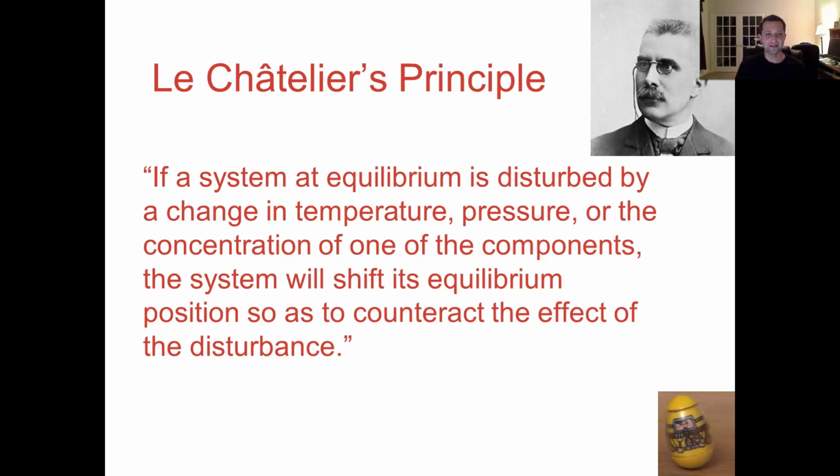The formal definition says if a system at equilibrium is disturbed by a change in temperature, pressure, or concentration, the system will shift its equilibrium so as to counteract the effect of the disturbance. In simple terms, if you change something about your equilibrium system, temperature, pressure, or concentration, the equilibrium system will find a way to undo that stress or undo that change you placed on the system. All right? So it's really interesting how that all happens.